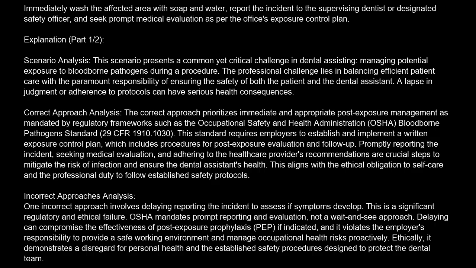Delaying can compromise the effectiveness of post-exposure prophylaxis, PEP, if indicated, and it violates the employer's responsibility to provide a safe working environment and manage occupational health risks proactively. Ethically, it demonstrates a disregard for personal health and the established safety procedures designed to protect the dental team.